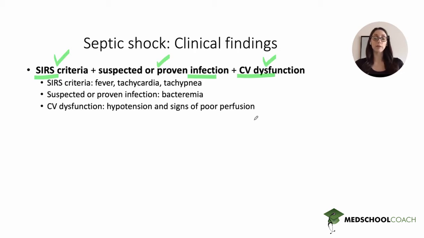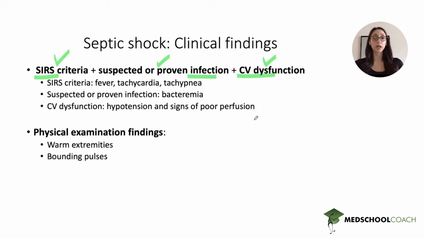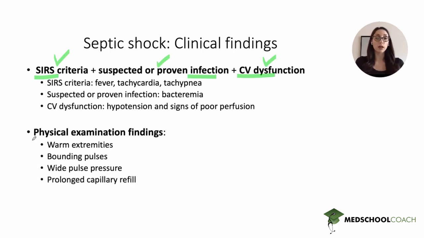And the physical exam findings could also clue us in to this, in addition to the vital sign abnormalities and the source of infection. So these findings include the warm extremities, bounding pulses, the wide pulse pressure, and the prolonged capillary refill time. So any of these findings would be concerning for septic shock in combination with these criteria that we discussed up here, especially the vital sign changes and the source of infection.